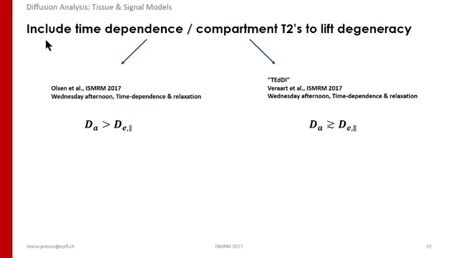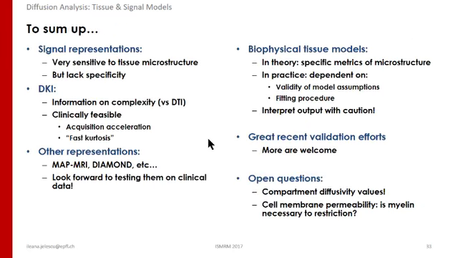And the most recent developments are including time dependence or compartment T2s to lift this degeneracy. And I will not spend time on this, but this is work by Olesen and colleagues and Veraart and colleagues respectively that will both be presented Wednesday afternoon in the time dependence and relaxation session. And both studies also conclude that D axonal should be at least higher than D_E parallel.